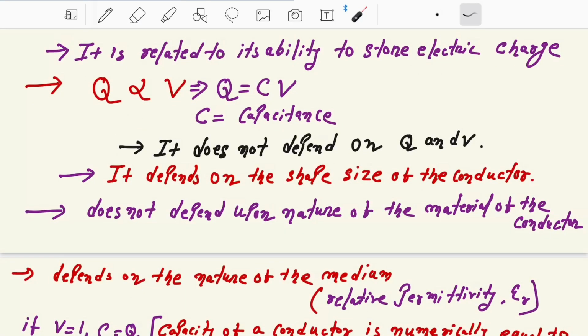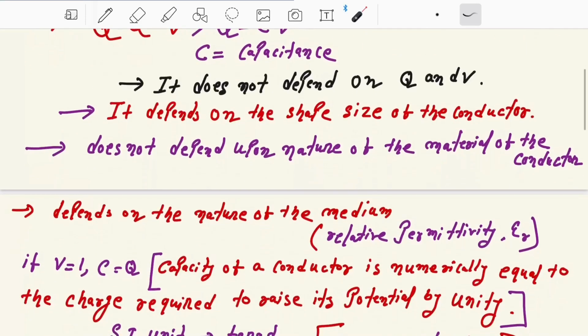Now this capacitance actually depends on the shape and size of the conductor. It does not depend upon the nature of the material of the conductor. You can use any kind of material for the conductor, it does not affect the capacitance, but it depends on the nature of the medium. That is very important. If you place a capacitor in a defined medium, then the capacitance may vary from the other medium. So these are the things that the capacitance depends on.